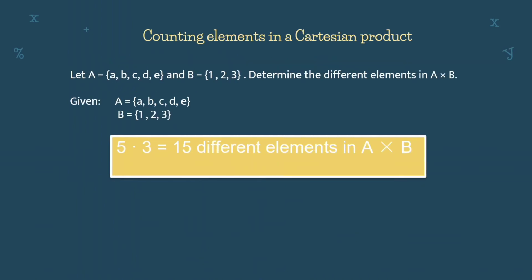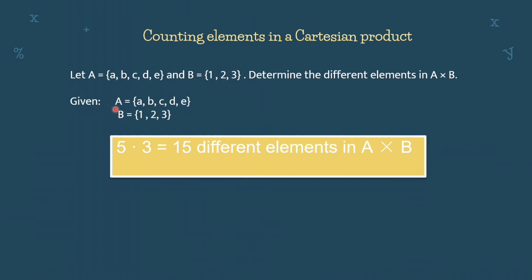Next, we have counting elements in a Cartesian product. Sa examples natin kamakailan, we discussed about Cartesian product. Tama? Now, what if we have to find yung combinatorics niya? Let A be equal to {A, B, C, D, E}. And let set B be equal to {1, 2, 3}. We have to determine the number of elements in A times B. A times B is our symbol for Cartesian product.